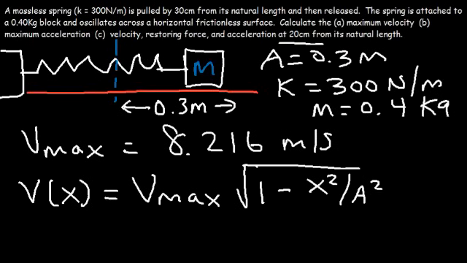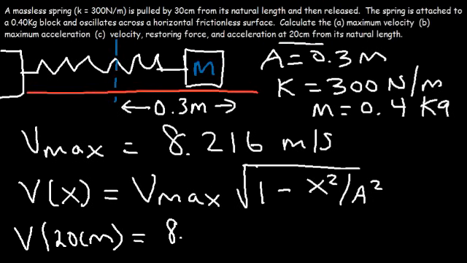So we want to find the velocity at a position of 20 centimeters from its natural length. Now, because we have a ratio between x and A, it doesn't really matter if you use centimeters or meters. The units simply have to match because they're both going to cancel. Centimeters over centimeters and meters over meters will cancel. So we can plug in 20 centimeters if we want to.